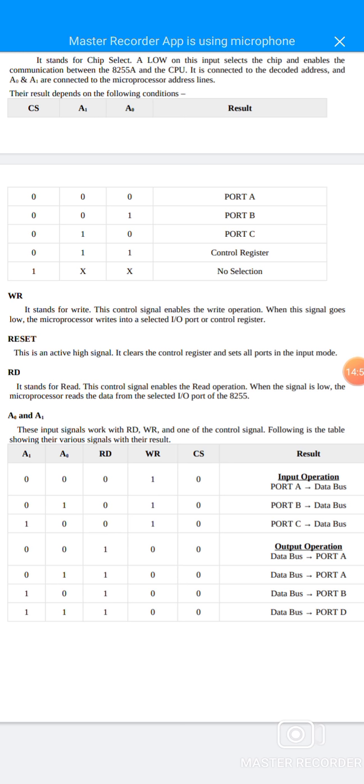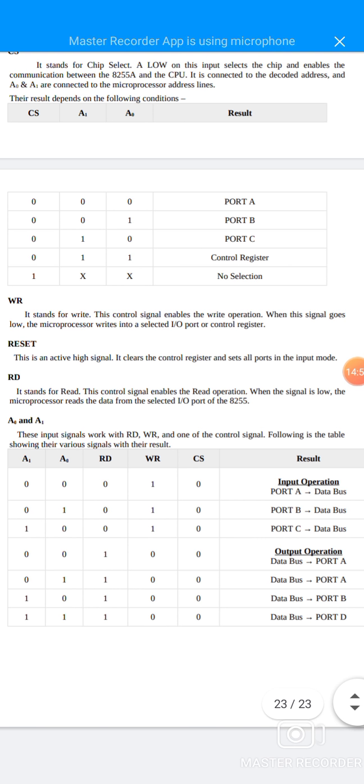A0 and A1: the tabular column is displayed on the screen with A1, A0, RD, WR, CS, and the results. Second year BCA Computer Organization Model 1 question paper completed.